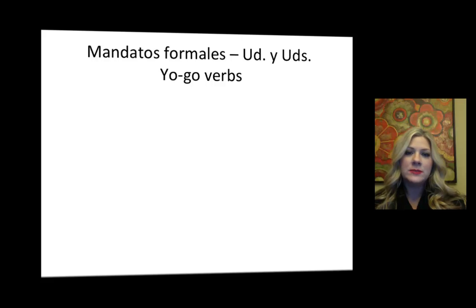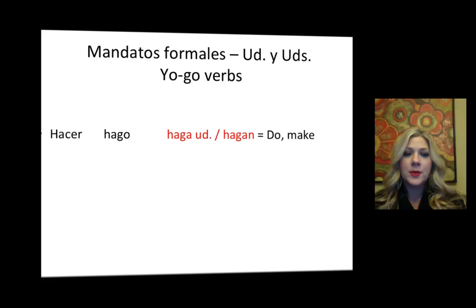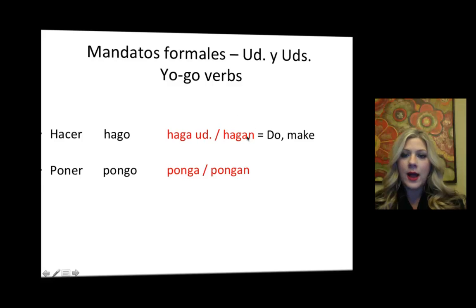And then we also have those special verbs, those yo-go verbs. You may remember those from Spanish 1. And they're not necessarily irregular for the command form. We just have to keep them in mind because they will also have those spelling changes in the command forms. Like, for example, hacer, the yo form is hago. So we're going to maintain that hag for the command form. Drop the o and put on the opposite ending. So for an -er verb, it's haga or hagan. Another example, poner, pongo. So our command form would be ponga or pongan.